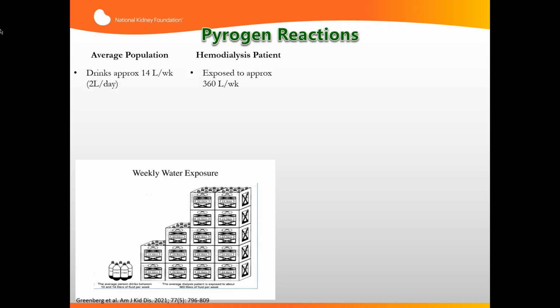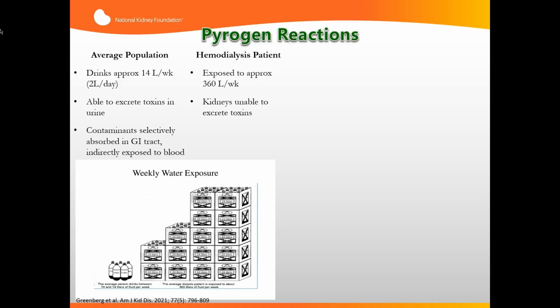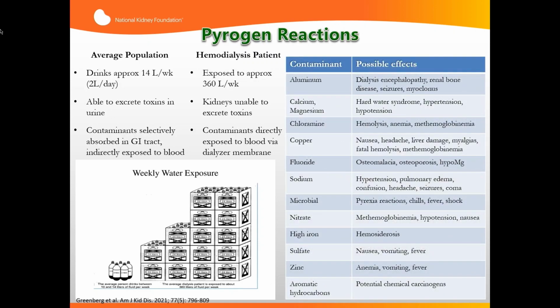So this is just to give you a pictorial, a visual impression of the amount of exposure to weekly water. Your non-dialysis patient has a functioning kidney, is able to excrete the toxins in the urine. However, your dialysis patient is unable to excrete the toxins in the urine. In the non-dialysis patient, the contaminants are selectively absorbed in the GI tract, indirectly exposed to blood, while in your dialysis patient, the contaminants are always directly exposed to the blood, right, via the dialyzer membrane. So you can see why pyrogen reactions occur very commonly in dialysis patients.